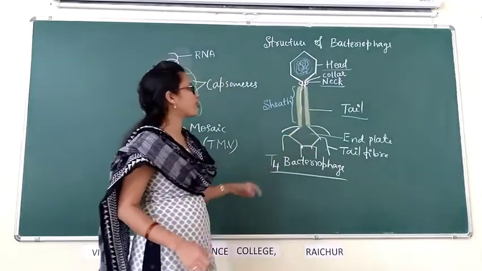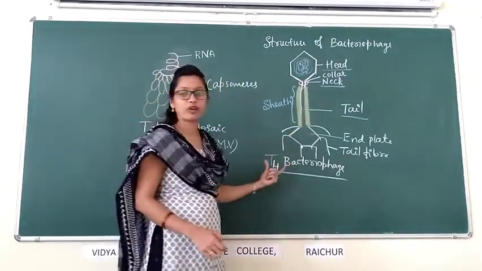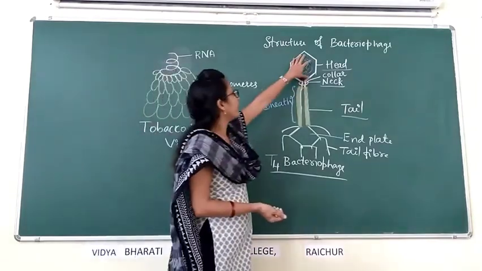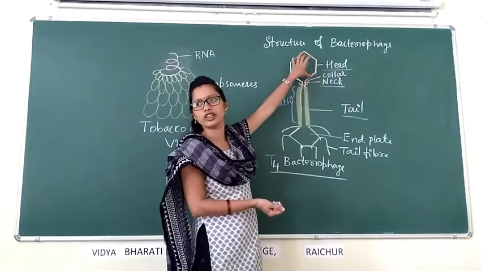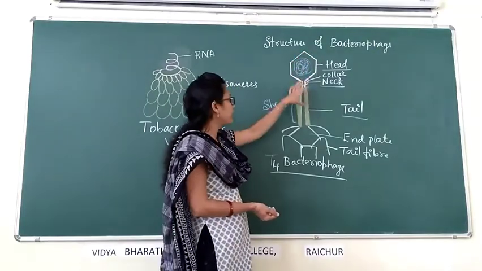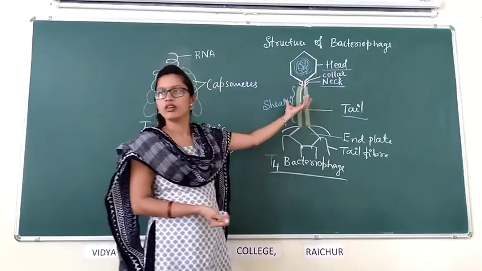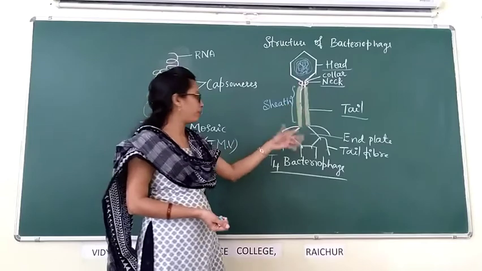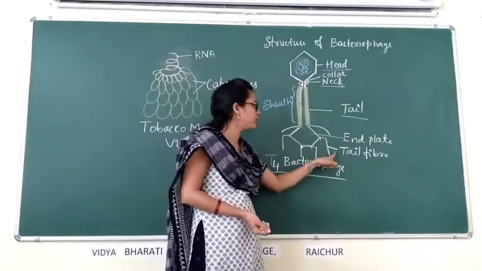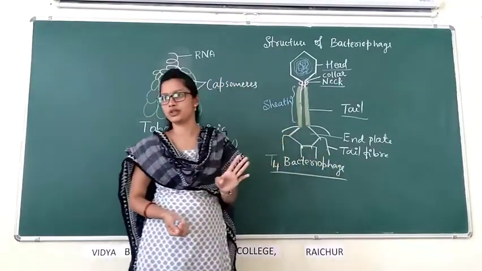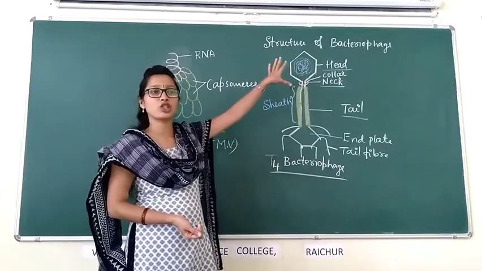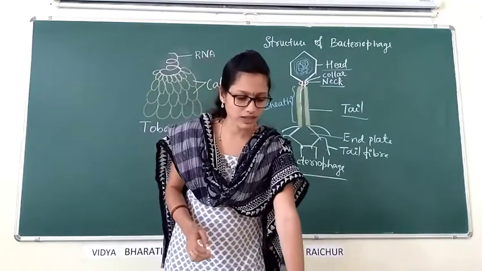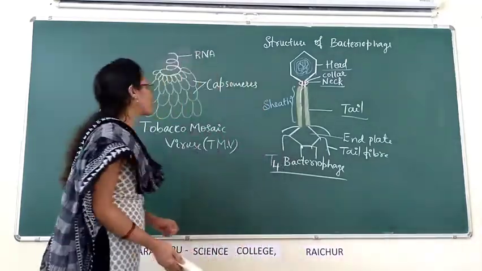It is also important for 2 marks. Structure of bacteriophage: in the head portion only, the genetic material DNA is present. Then in the tail portion, the protein sheath or protein coat is present. At the end plate, tail fibers and pins are present. This is about the structure of bacteriophage. Important for 2 marks. Next one is viroids.